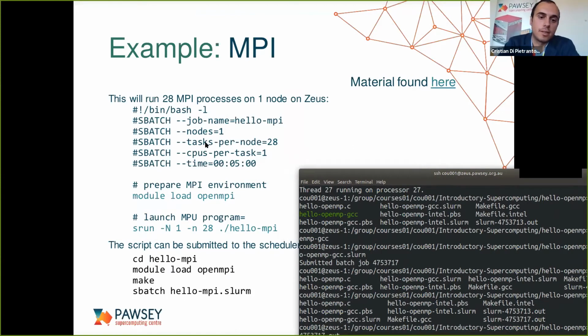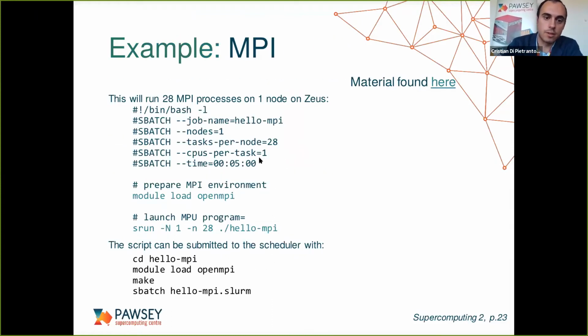Multiple processes. So as you can see, instead of having CPUs per task equal 28, so 28 cores, we will have tasks per node 28. And so we will create 28 tasks, and each task will have one CPU, but we will have 28 tasks. So in total, we will use 28 CPUs, one CPU per process.